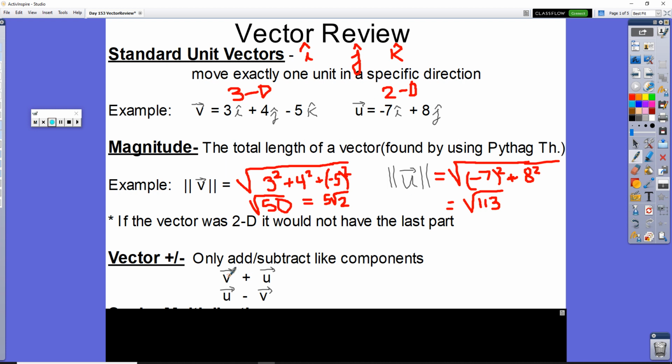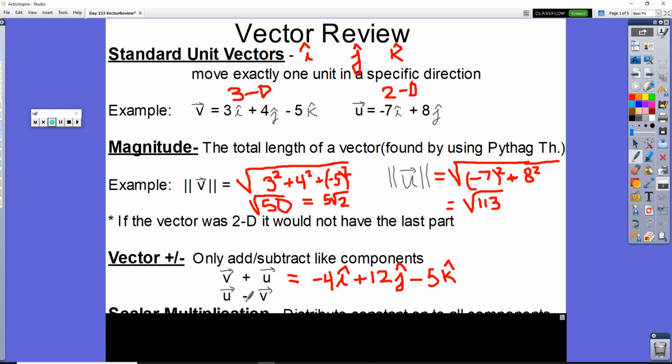If somebody asked us to add vector v and u, even though one's 3D and one's 2D, you could still do it. For vector v, we got 3 i's, and for vector u, we have -7 i's, so that would be -4 i's. And vector v has 4 j's, and u has 8 j's, so that'd be a total of 12 j's. And last but not least, vector v has -5 k's, and u doesn't have any k's, so -5 k's plus no k's makes -5k. So this would be the sum of those 2 vectors.